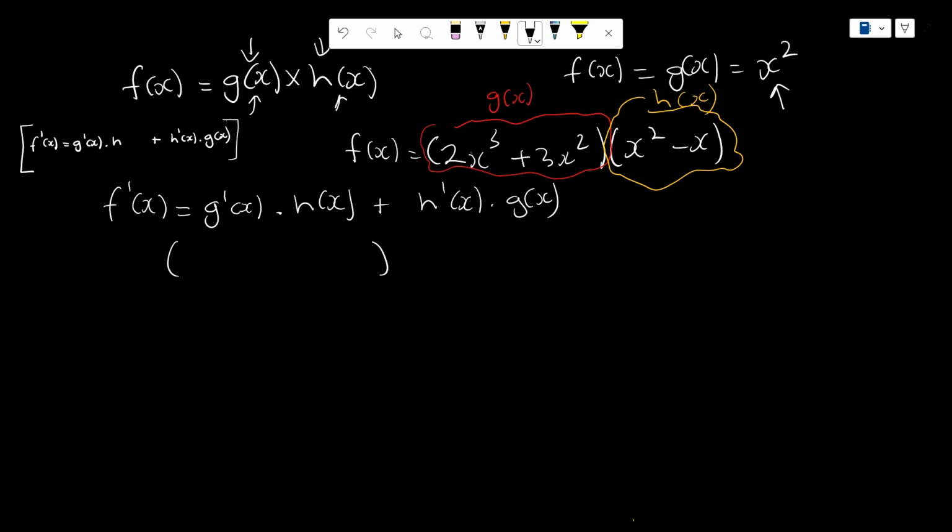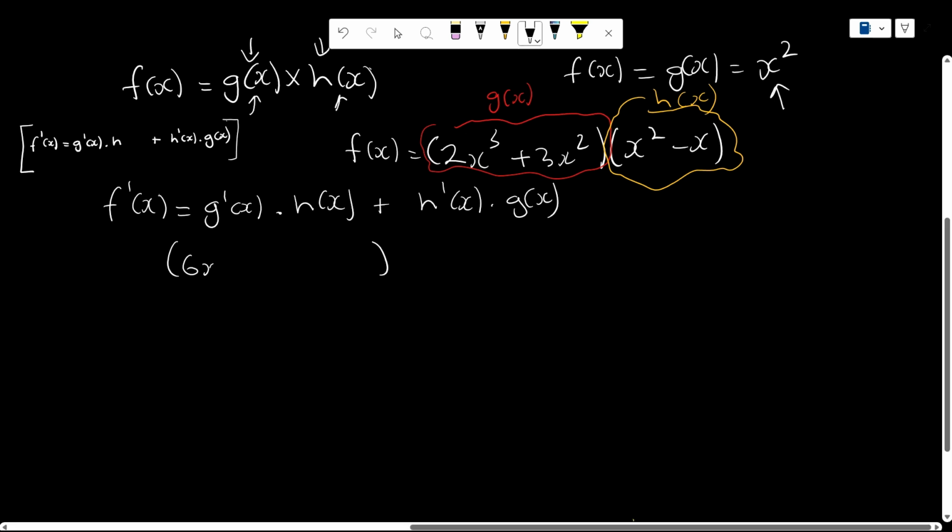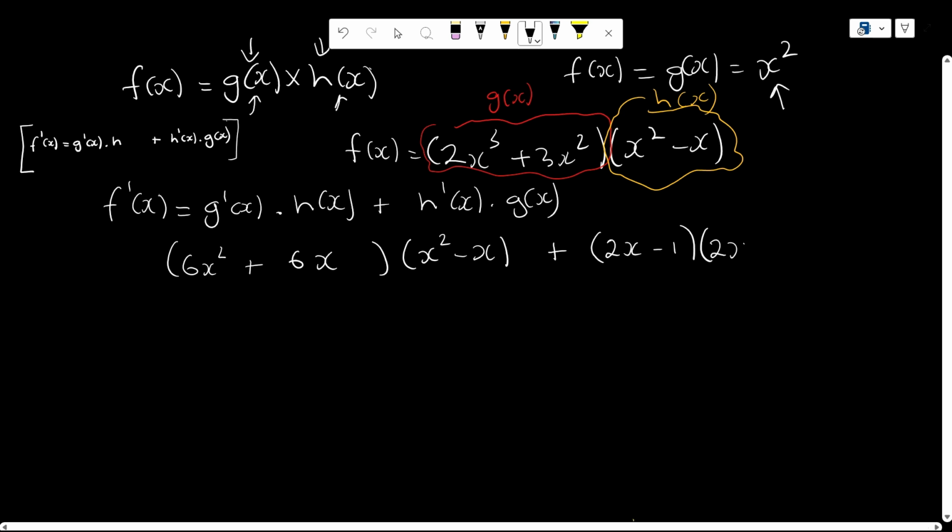So using the power rule, we can find the derivative of that, which will give us 6x squared plus 6x, and then times this function here, which is x squared minus x, and then plus the derivative of this function here, which is 2x minus 1, and then times this function, which is 2x cubed plus 3x squared, right?